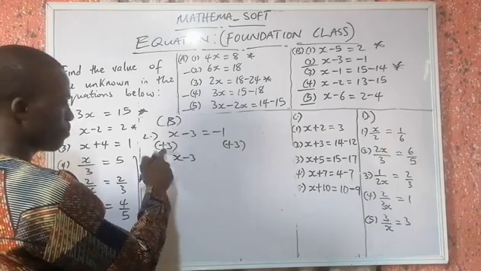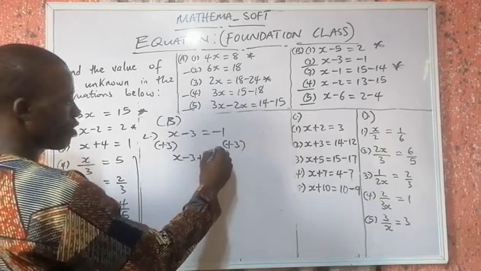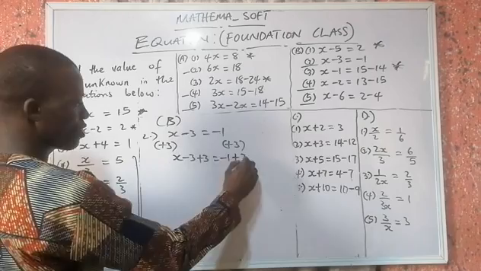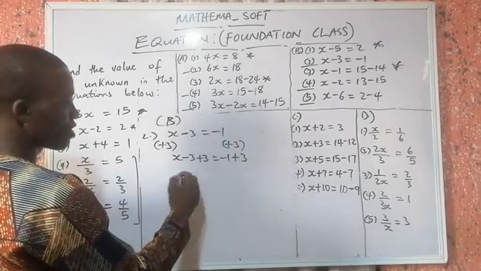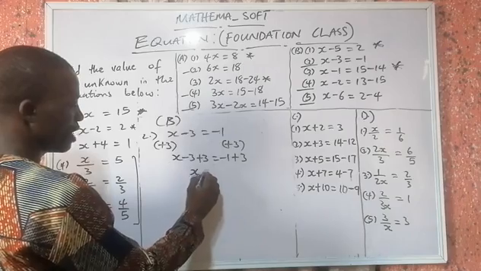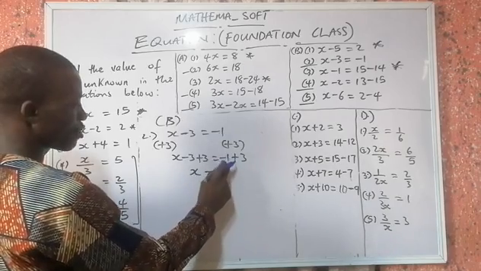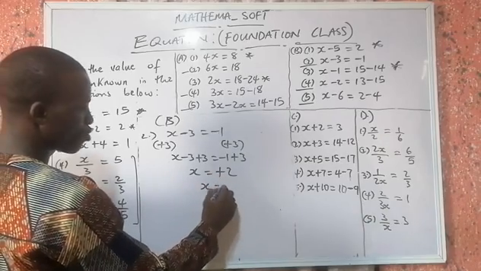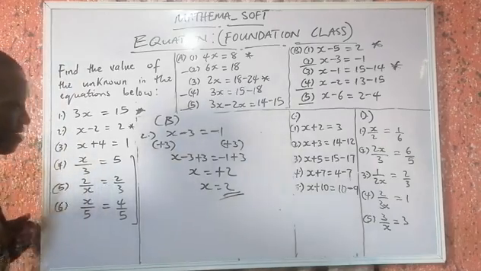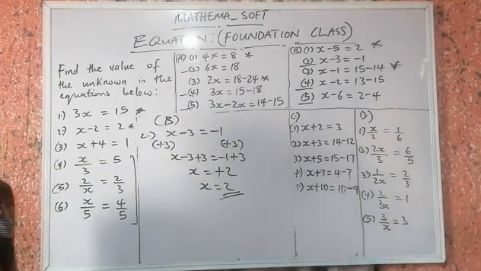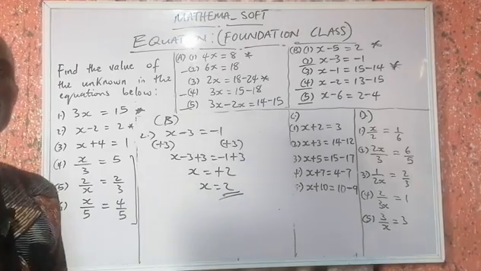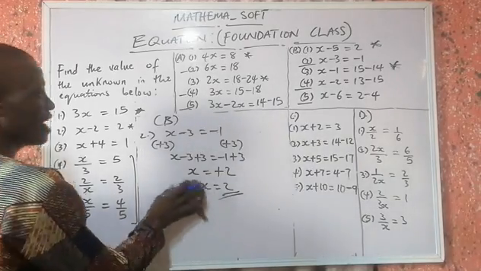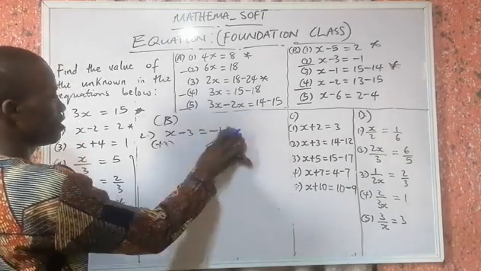x minus 3 plus 3 equals minus 1 plus 3. So minus 3 plus 3 will give us 0. That will be x equals minus 1 plus 3, which will give me plus 2, and plus 2 simply means 2. So my answer in this number 2 is 2. So let's move to question number 4.